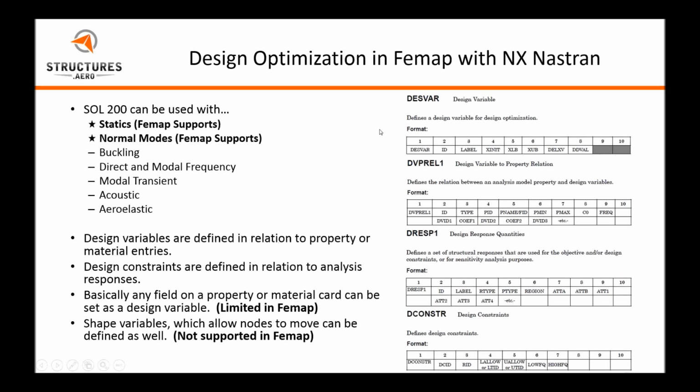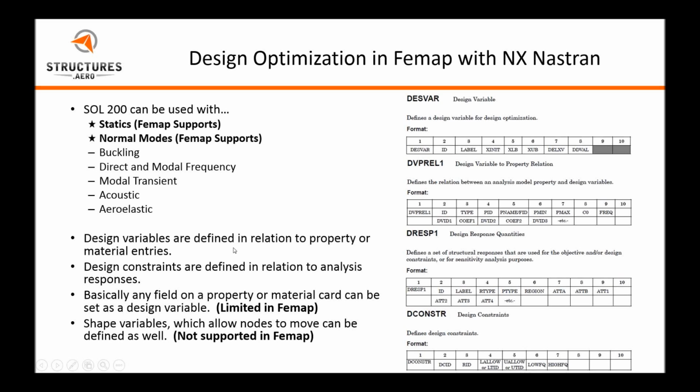So to give you an idea of how the model is set up in Nastran, it is basically through your property cards. Let me first say that Solution 200 can be used with static analysis, normal modes, buckling, direct modal frequency, modal transient, acoustic, aeroelastic, all of these. But FEMAP only supports statics and normal modes at this time. So we'll focus there. I'm actually going to show you how to edit the run decks to add buckling. And then basically what the Nastran cards look like, and what options you have.